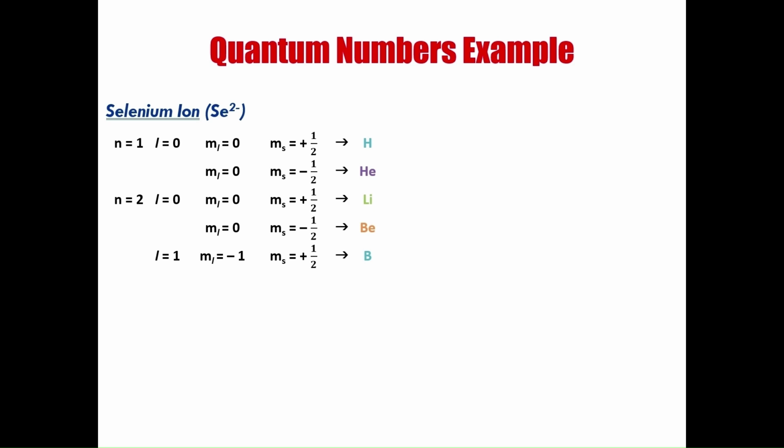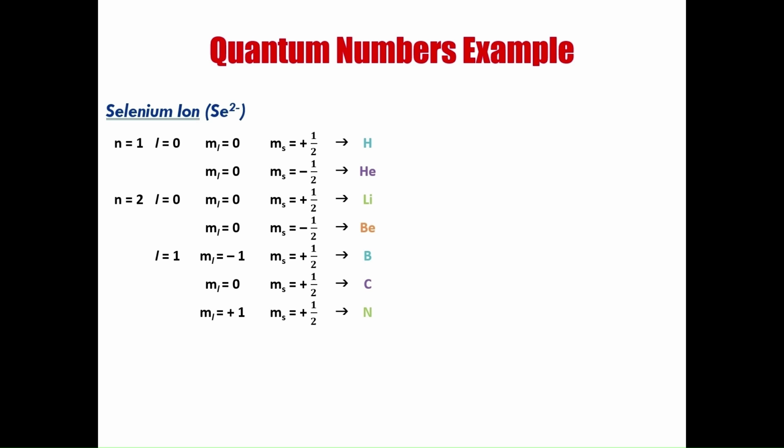And so what I should be doing now is ML equals 0. So that's the second p orbital. And I'm going to place, again, a +1/2 spin electron. Okay? Now I have carbon. I'm going to place the next electron into the ML +1. Okay? This is the third p orbital. And it is another 1/2 spin electron.